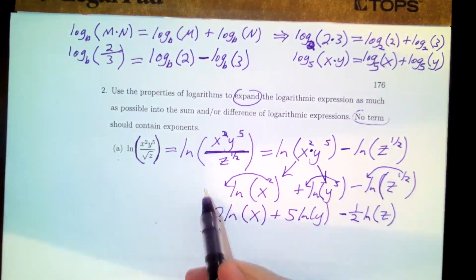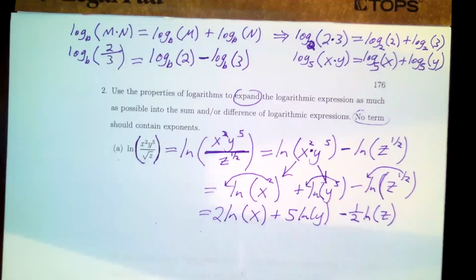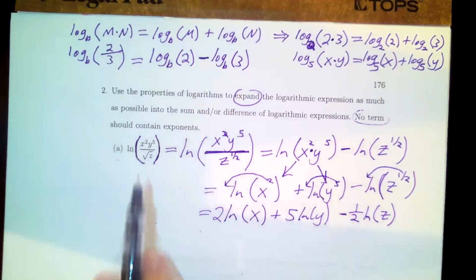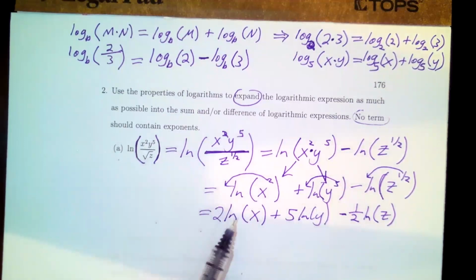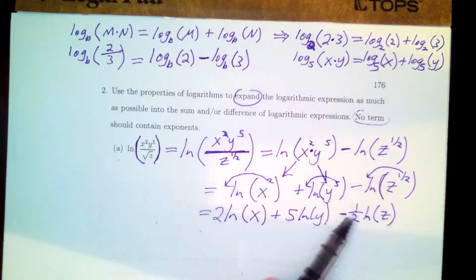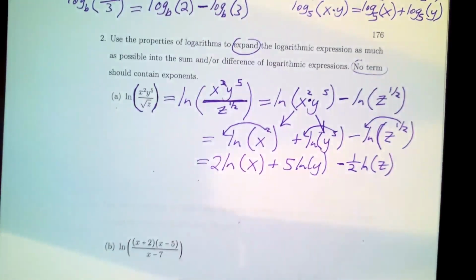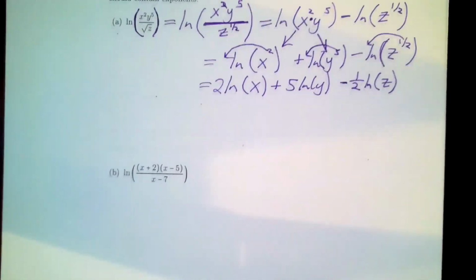And there we go. We've expanded my logs, and all of my logs don't have an exponent on the inside of my log. So we're done. We went from one log with powers to 3 separate logs where the powers are now coefficients. We've expanded. So let's do this again.